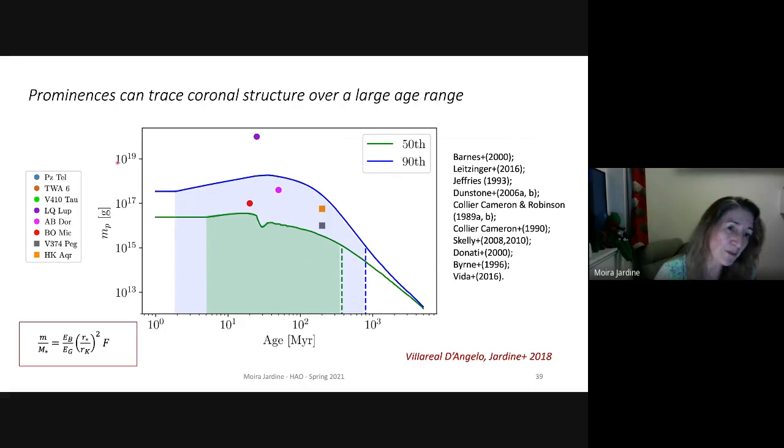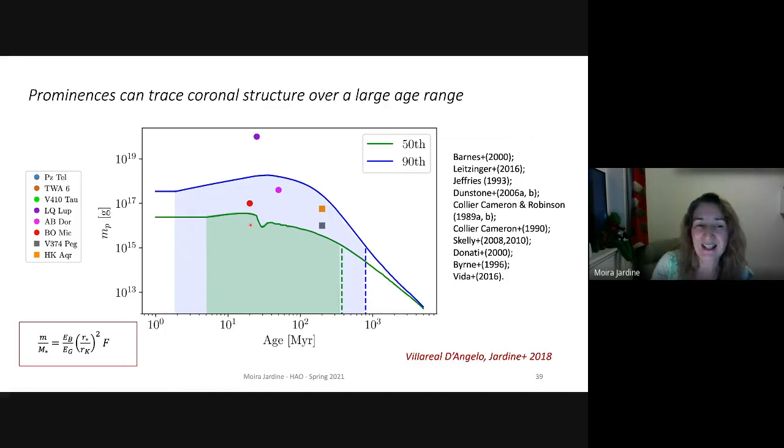So this is a plot of prominence mass in grams against age in millions of years. And as at the start of the talk, the blue line is for the star that started off its life rotating rapidly, and the green line started off rotating rather more slowly. The colored areas are the parts of the lifetime over which these stars could support prominences in their coronae. And the symbols are the observed masses for these five stars.